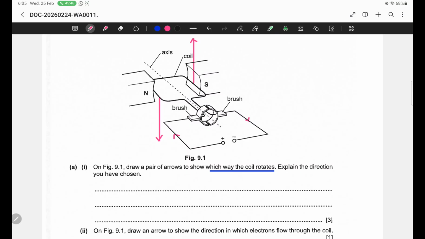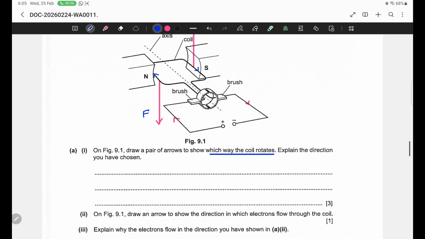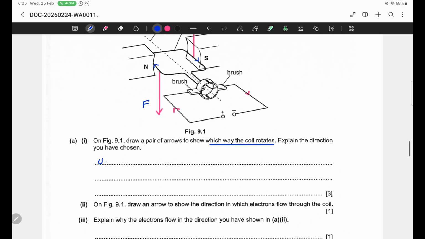So I think current direction I should draw. This is the direction of current, and this is the direction of magnetic force. They ask to draw a pair of arrows I have shown and explain the direction you have chosen. So I used Fleming's left hand rule.